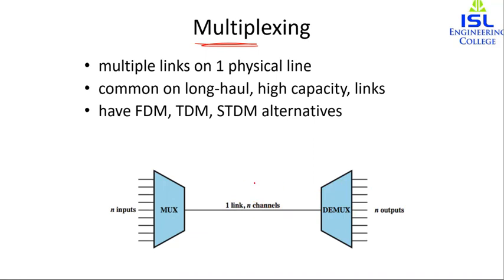So multiplexing follows a many to one approach. We have many inputs, and it sends them over one link. The demultiplexer follows the approach of one to many. That is, it gets one input and gives n outputs, or many outputs.